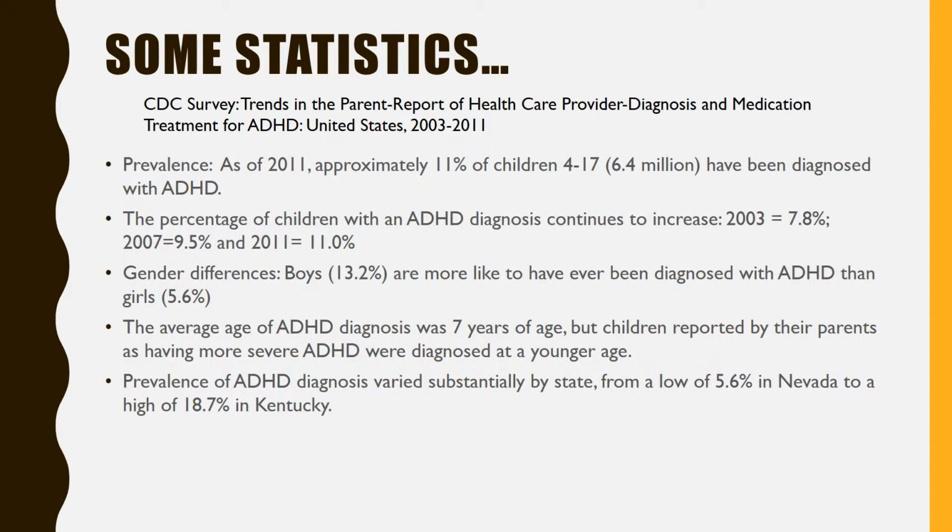Current ADHD, current medication treatment, ADHD severity, and the mean age of diagnosis for U.S. children and adolescents from ages 4 to 17 years. And this is what the researchers found. They found that the prevalence, as of 2011, approximately 11% of children ages 4 to 17 have been diagnosed with ADHD. That's 6.4 million children in the United States.